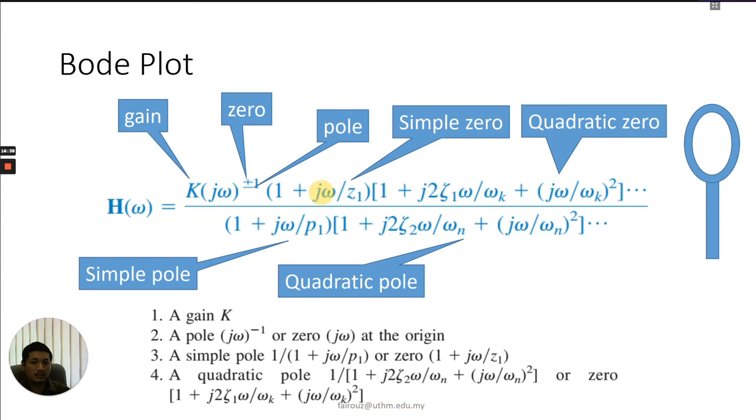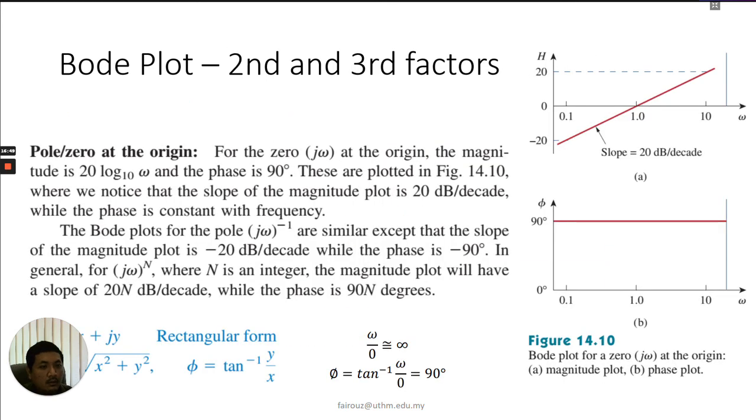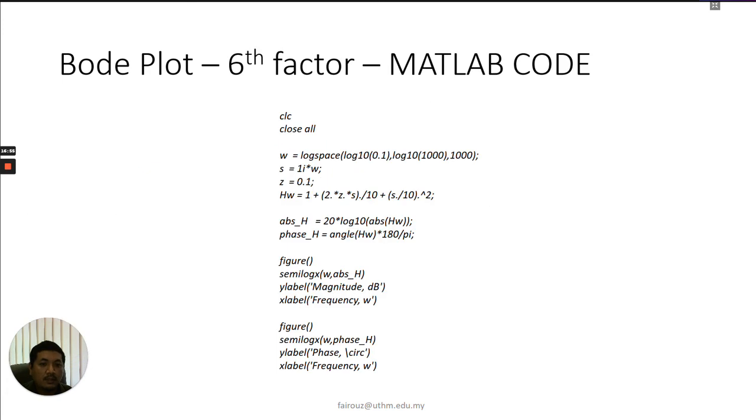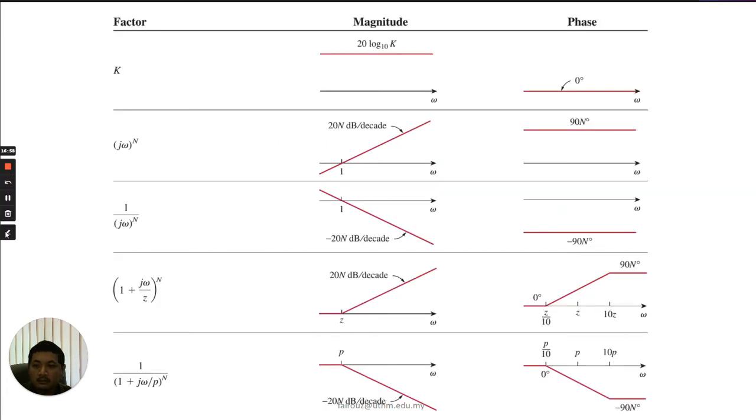So simple zero is 1 plus s over z1. Simple pole is 1 plus s over p1. Let's refer to this table because it's a summary for all factors. So we have zero, we have poles, we have simple zero, we have simple poles. Let's look at simple zero. Simple zero is 1 plus s over z. So here is how to plot the simple zero.